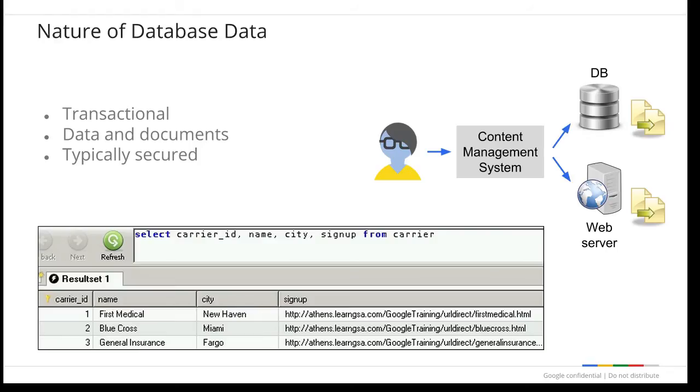In the screenshots shown here, we can see an SQL select statement that returns a result set of rows from the carrier table. Note the URL field, sign up, containing links to documents hosted on a web server. In this case, row data will be added as metadata, and the web document will be indexed.